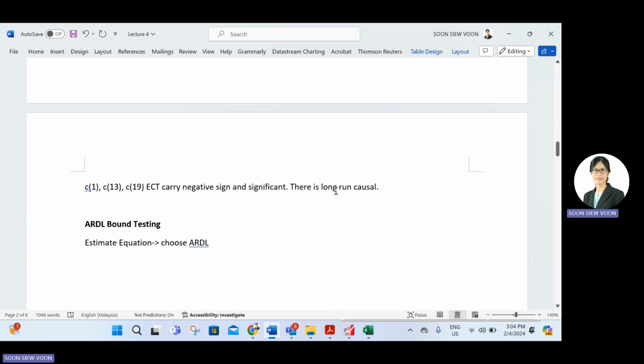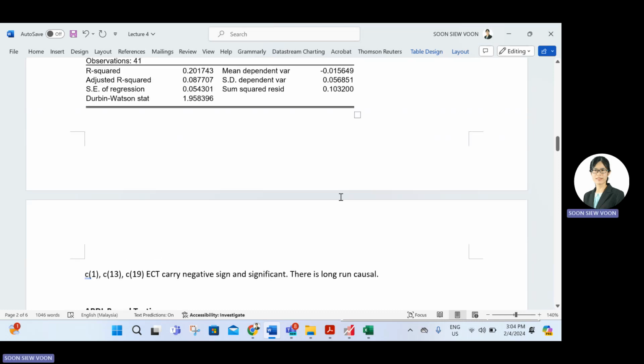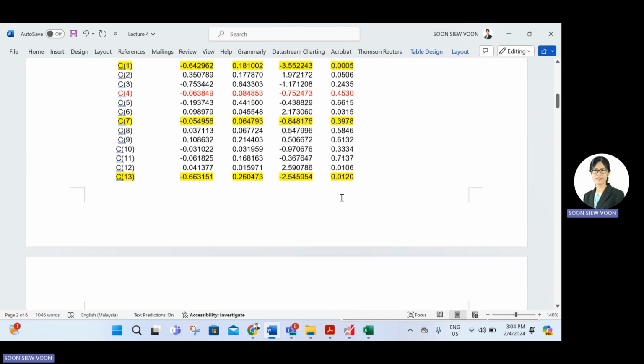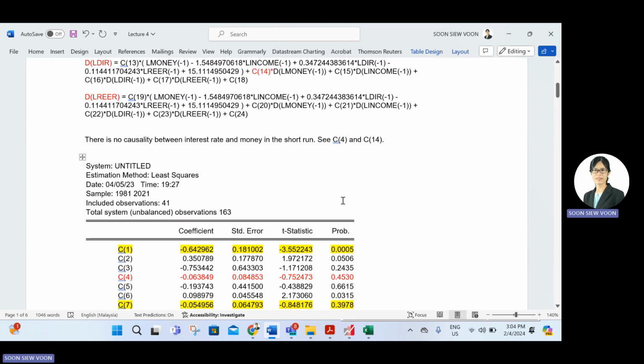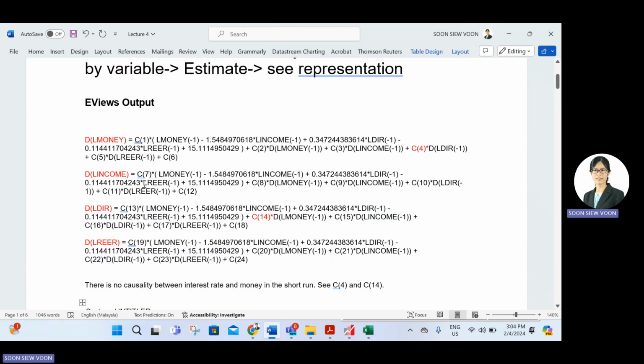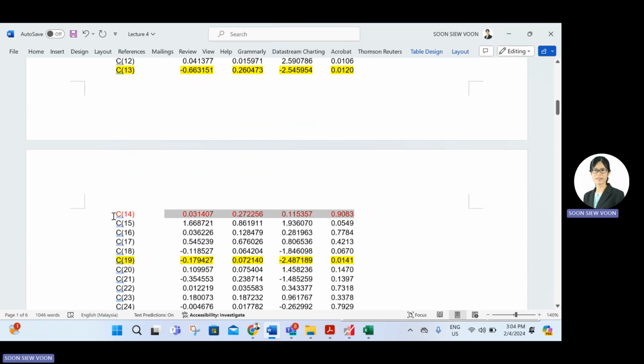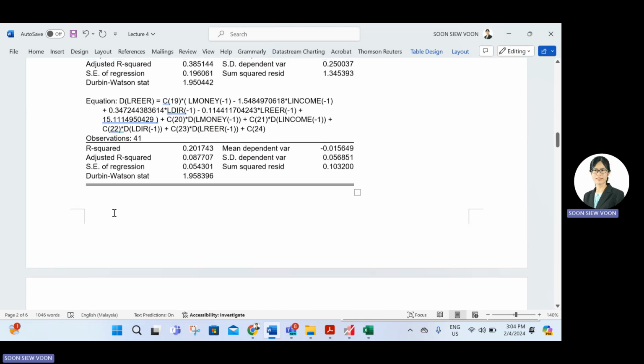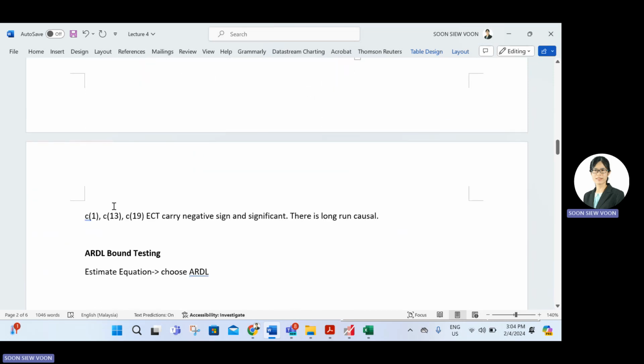There is a long run causal for these three equations, except the C7, except the second equation. There is a long run causal for the money, for the interest rate, and for the real effective exchange rate equation, but not applied to the income equation. Okay, so this is how we look at the long run causal.